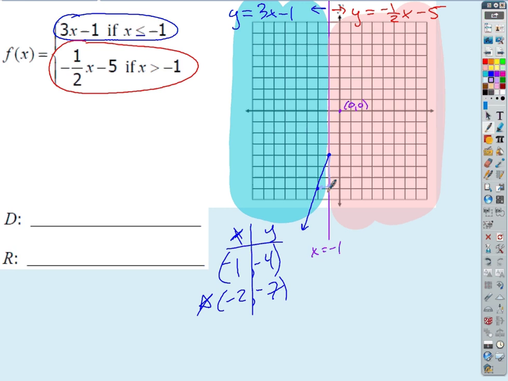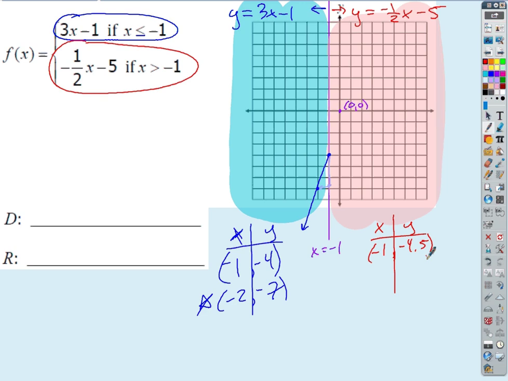That's our blue graph. Now what about the red graph? So for the red graph, we're going to do the same thing. We need 2 points in the red domain. So we could pick -1, right? Because that's on the boundary. Now what's the problem if I pick -1? We can do it, but if I plug -1 in up here, I'm getting a fraction, aren't I? I'm getting -1/2 times -1 is +1/2 minus 5. What's 1/2 minus 5? -4.5, right? But that's a little bit inconvenient, right? Because we have a fraction in there.